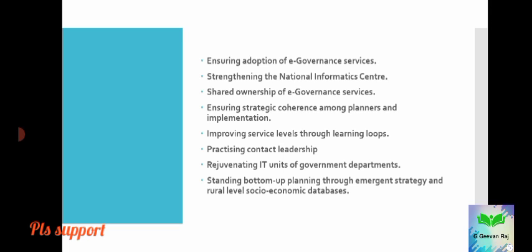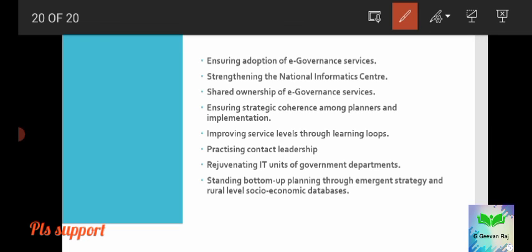Ensuring adoption of e-governance services. So the government should also try to incorporate various e-governance services wherever possible. Strengthening the National Informatics Center. So we should also focus on strengthening our already existing National Informatics Center so that it will give a boost to the digital upskilling and e-governance in India.